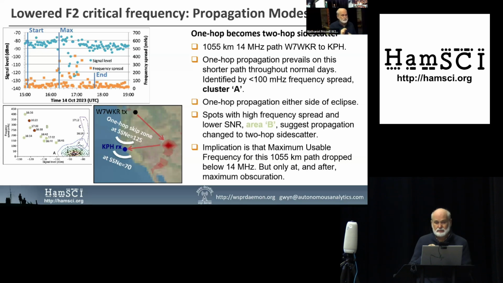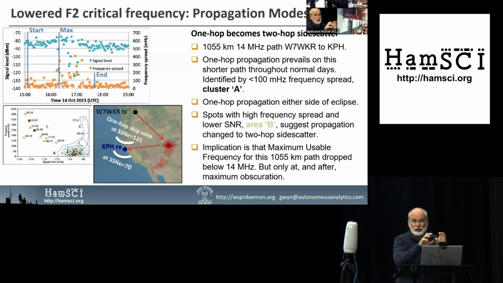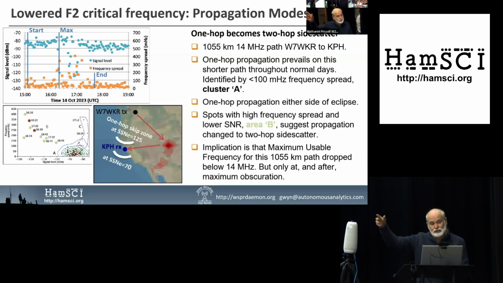Points B have lower amplitude, up to 30 dB lower amplitude. Where else have we heard that this morning? 30 dB lower amplitude. Two hop side scatter. And it's got much higher frequency spread. So as the one hop path is no longer supported by the critical frequency, what's happening is that the signals from Washington State are going off about 1,100, 1,200 kilometers out to the Utah desert. That's the arrow there. And they're being scattered back from the ground, back over a one-hop path to KPH. So two-hop side scatter. And that's a model there. And if you want to know more about two-hop side scatter, I've got a poster tomorrow.